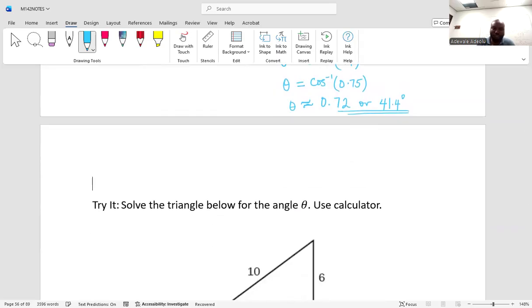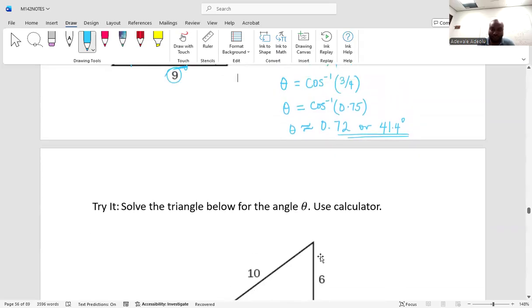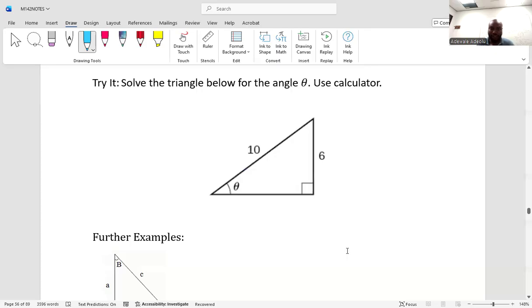Okay, so using this idea again, pause this video and solve for angle theta in this problem.